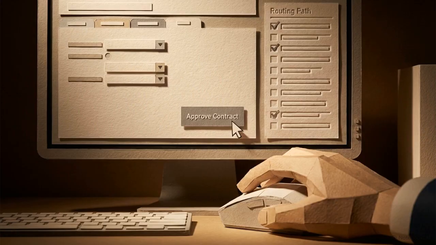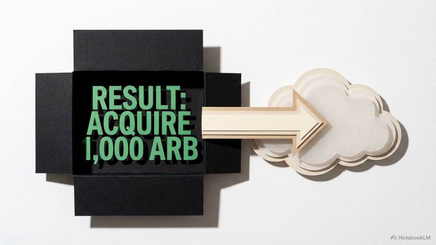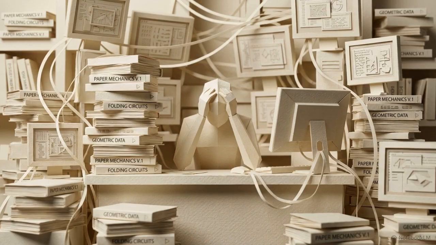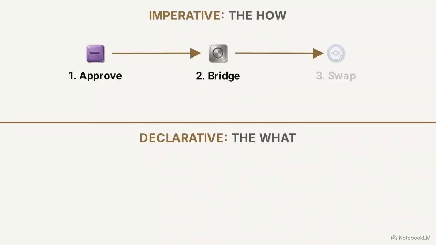Why do you have to dictate the exact step-by-step path your money takes? Why can't you just state the final result you want and let the network figure out the rest? The current design of decentralized exchanges and bridges places the entire burden of execution on the user. You are acting as your own network router. Fixing fragmented liquidity requires moving away from imperative execution, where you write the exact instructions, to declarative execution.